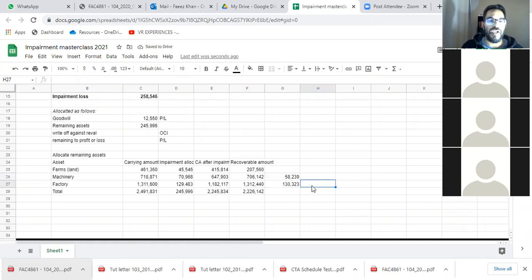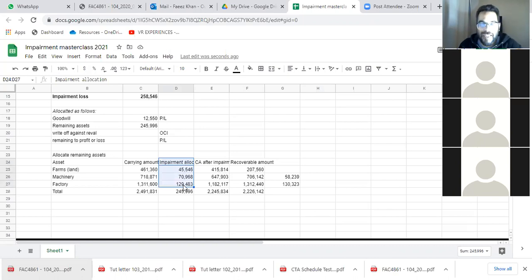So take note. The accounting standard says you are not allowed to reduce an individual asset below its recoverable amount. But you have to go through the various steps. You have to first allocate the remaining impairment against the remaining assets on a pro rata basis based on the carrying amount, as we did over here. You have to do that.